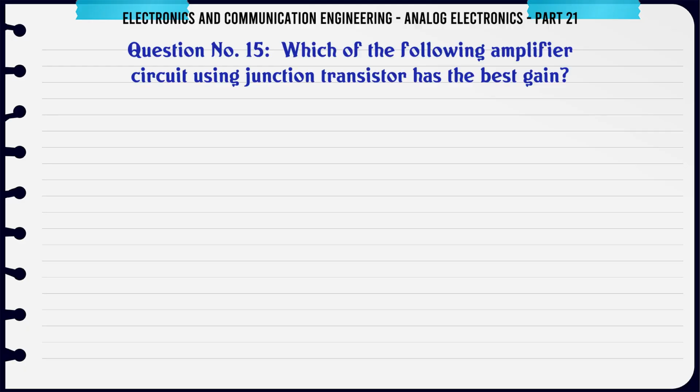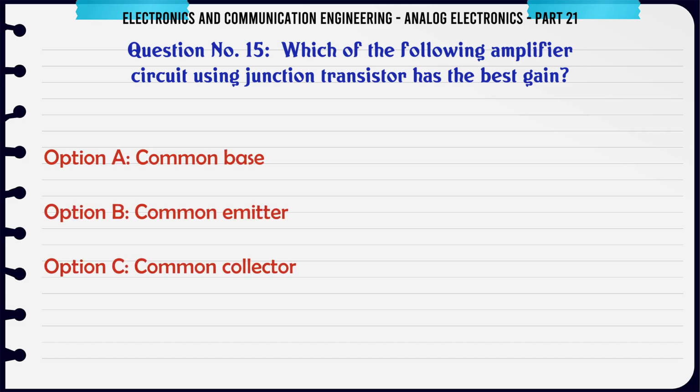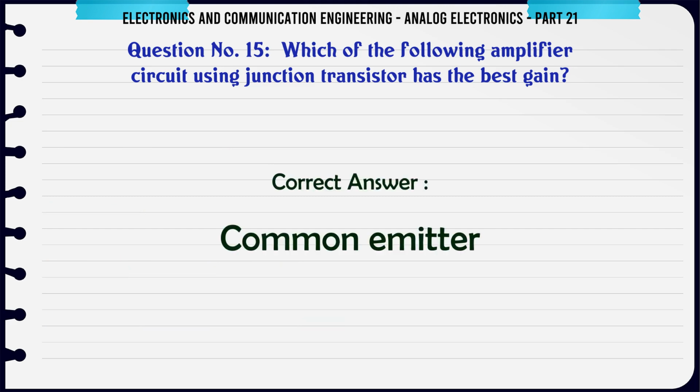Which of the following amplifier circuit using junction transistor has the best gain? A. Common base. B. Common emitter. C. Common collector. D. All have the same gain. The correct answer is common emitter.